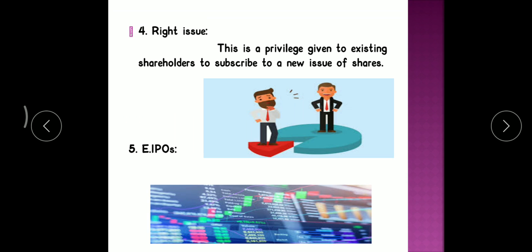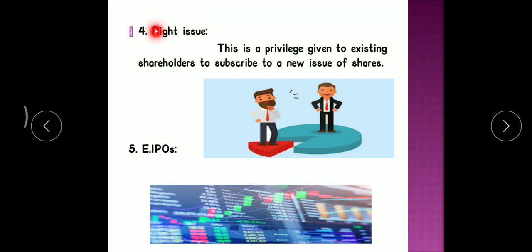Next one is rights issue. A rights issue is a privilege given to the existing shareholders to subscribe to new issues of shares. A rights issue is an invitation to the existing shareholders, who are already shareholders of the company, to subscribe to further shares to be issued by the company. If a company wants to raise additional capital by issuing shares additionally, then first preference will be given to the existing shareholders to subscribe to such shares and securities.